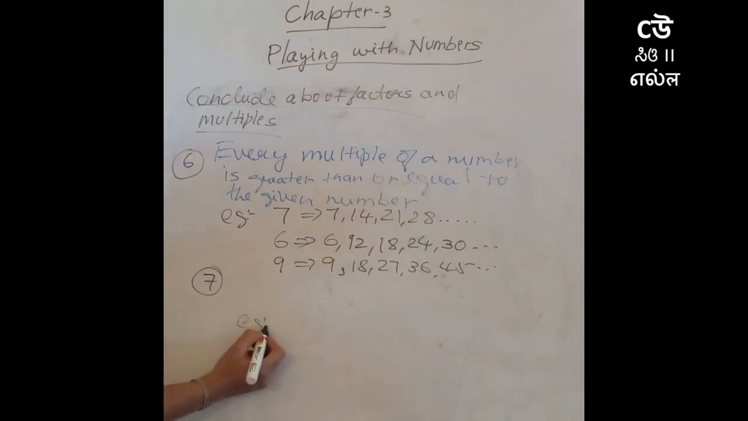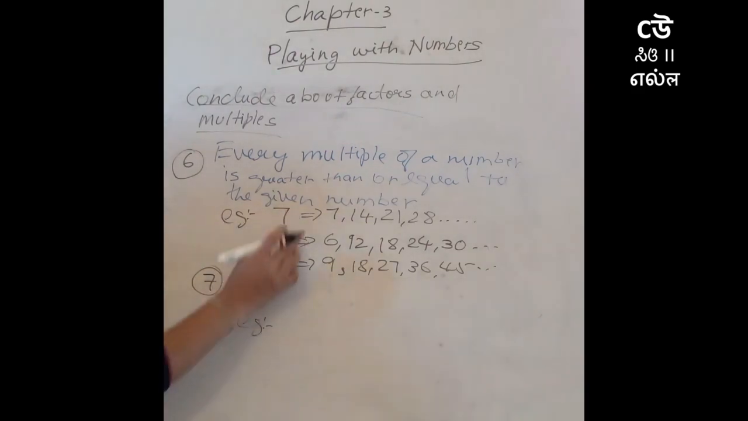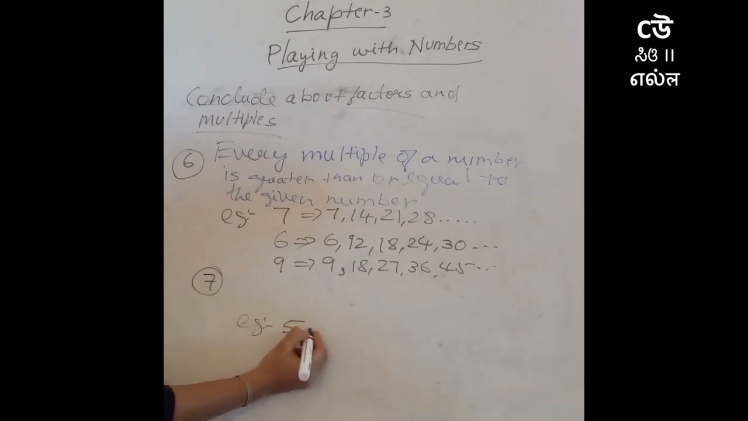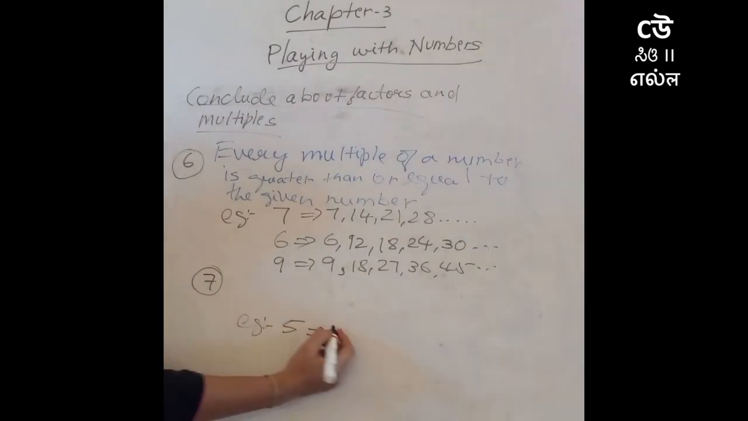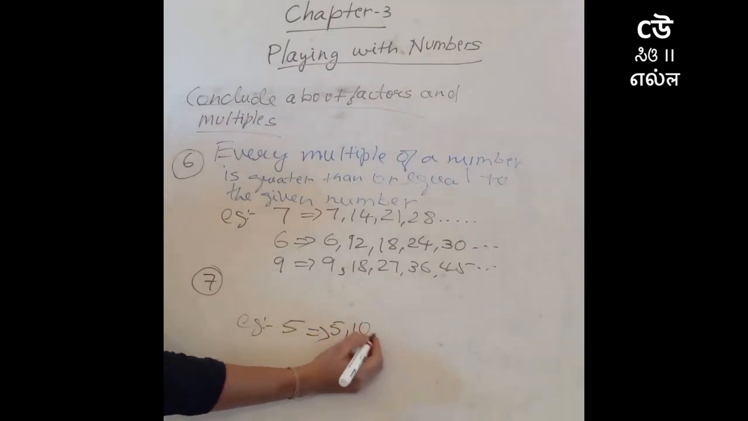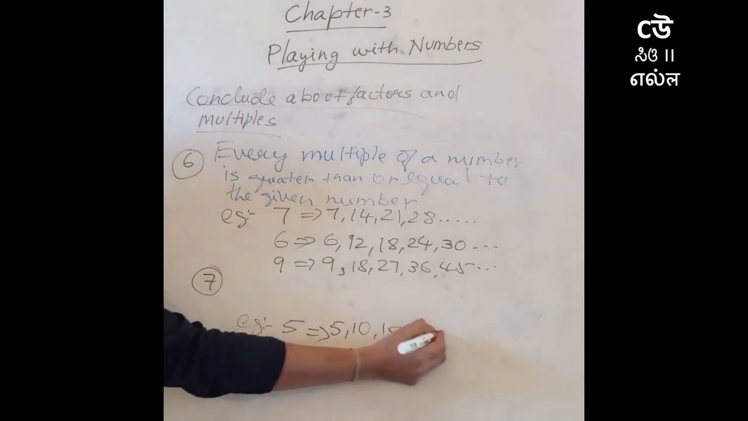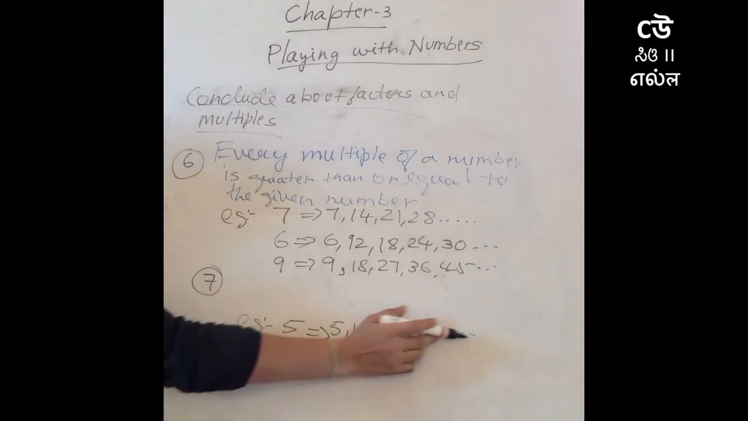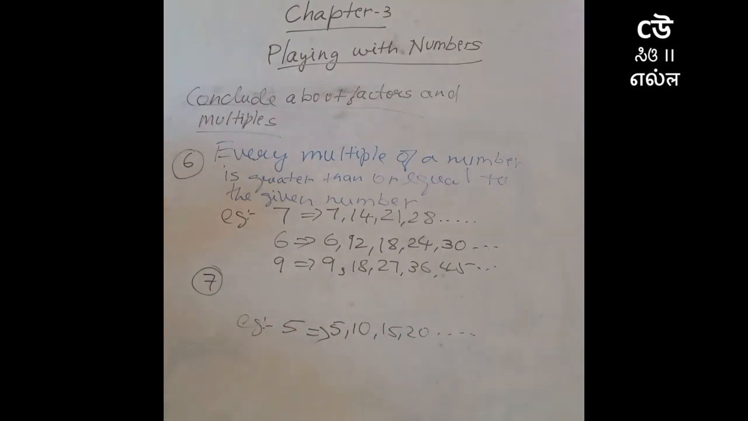For example, here only we saw 7, like it goes on repeating. For example, if I take 5, multiples of 5 are 5, 10, 15, 20 and so on. So it keeps on continuing. So can we count the number of multiples here? We have 1, 2, 3, 4 and so on. So we can't count the number of multiples here.